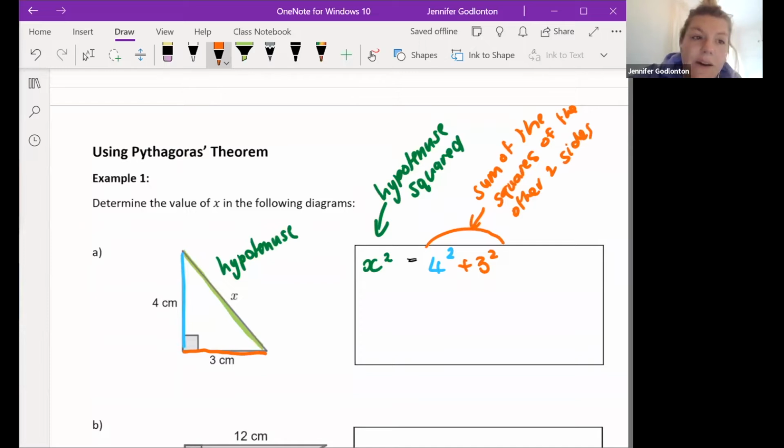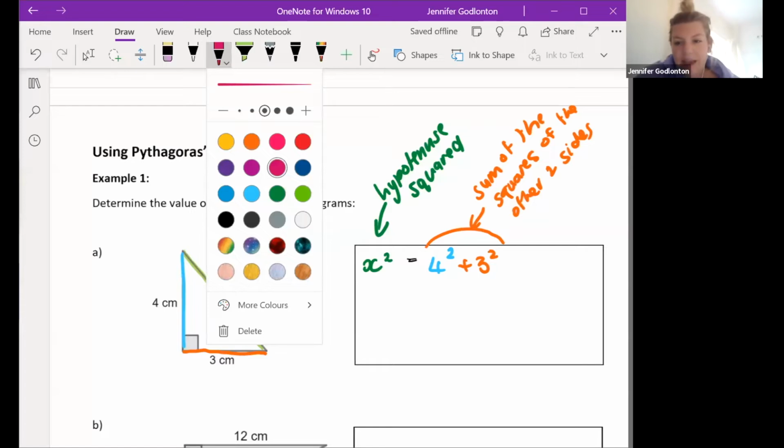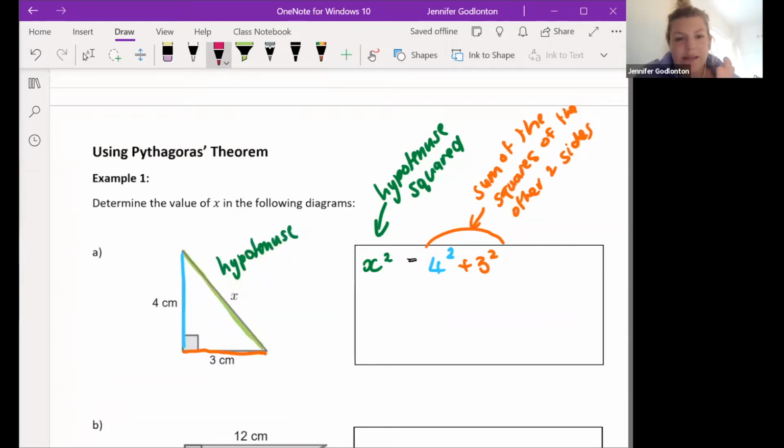Now in maths, whenever we make a statement like this, we have to give a reason. So we're going to make our statement. We're going to say x squared is equal to 4 squared plus 3 squared, and then we have to give our reason. And in this case, our reason is Pythagoras.